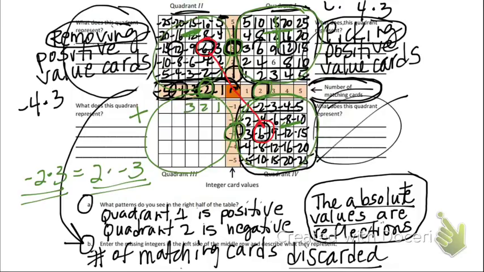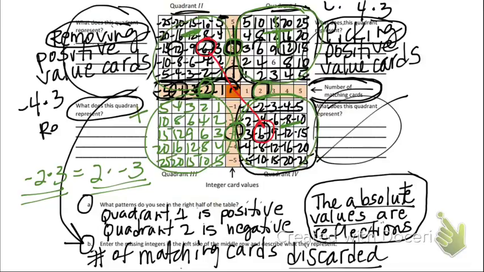1, 2, 3, 4, 5, 2, 4, 6, 8, 10, 3, 6, 9, 12, 15, 4, 8, 12, 16, 20, 5, 10, 15, 20, 25. Okay? And again, if we ask ourselves the question, what does this quadrant represent? You could see that it would be when you are removing negative value cards.